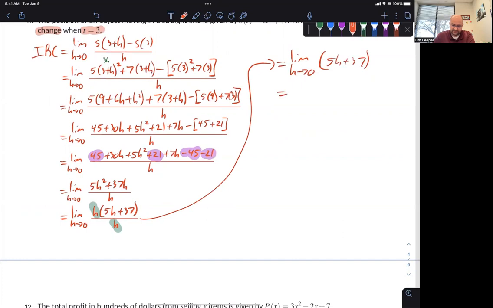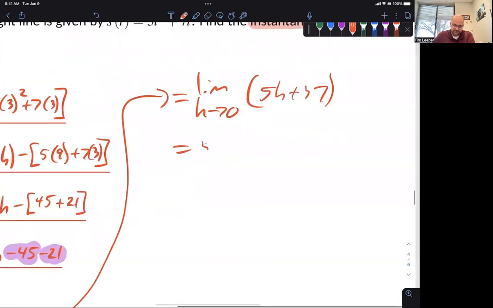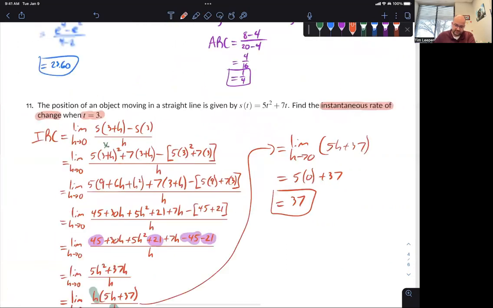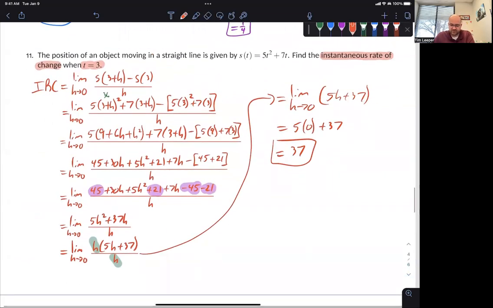And notice that h goes to 0 here, so it gives me 5 times 0 plus 37. 5 times 0 is 0 plus 37 is 37. And there you go. 37 is the instantaneous rate of change when t equals 3.